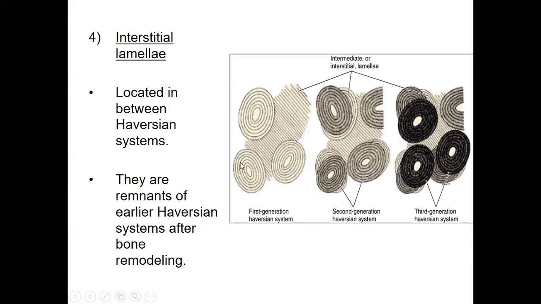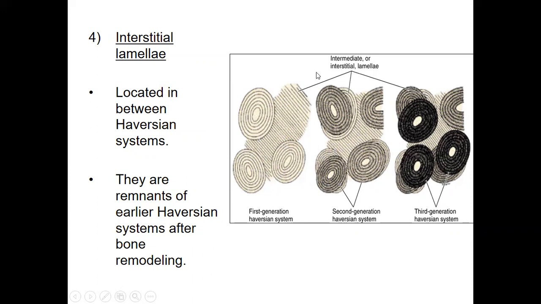This is the first generation of the Haversian system. Whenever the second generation of the Haversian system develops, it will leave behind some lamella there, and this lamella will become an interstitial lamella. And then you can see that this is the third generation. It will leave behind the remaining lamella part here, which forms the interstitial lamella. Usually this happens throughout the remodeling process.